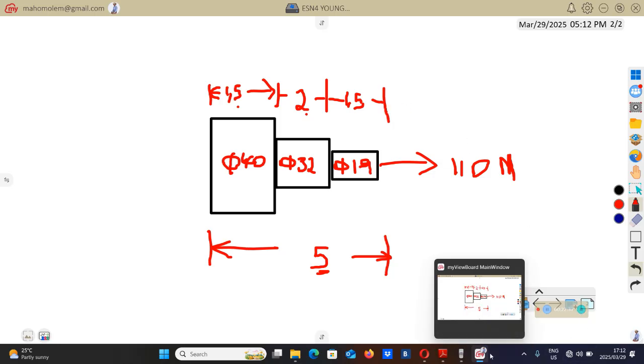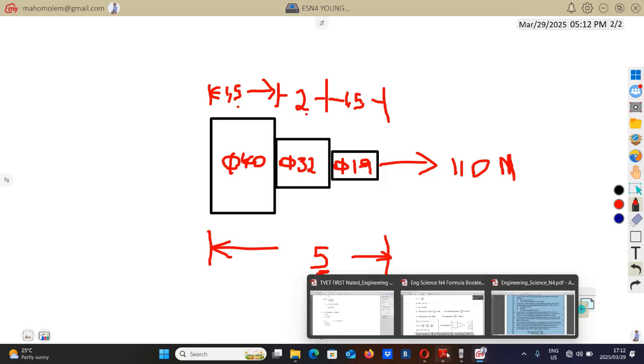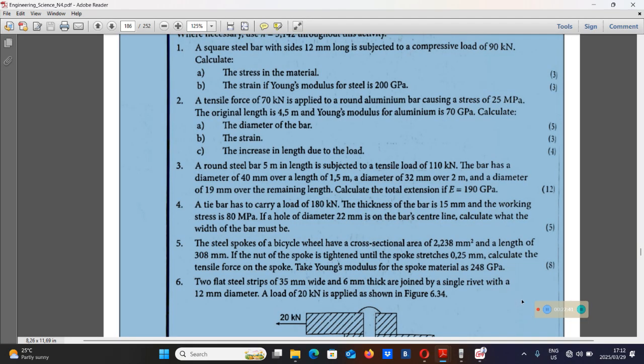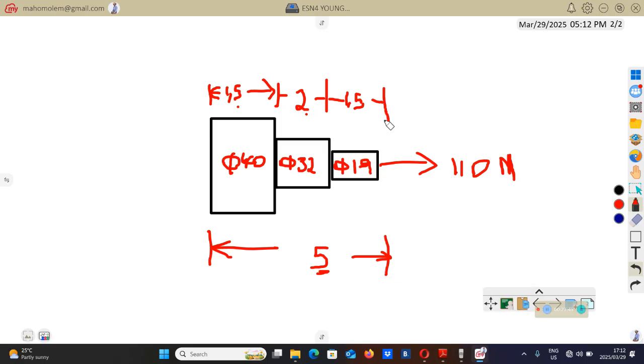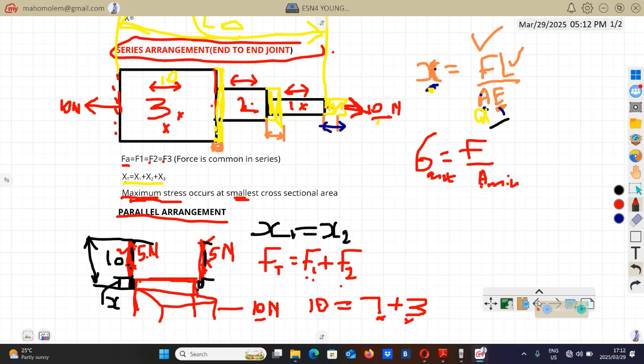Right. So what are we looking for here? Calculate the total extension. So to calculate the total extension, we're going to use this formula now. This thing is the same thing as this. So we're going to use this formula.